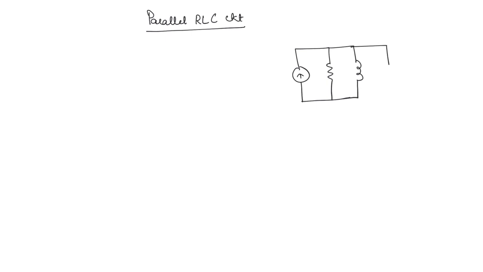Okay. So this is the parallel circuit. Here we are making use of a current source, not a voltage source. So this is R, L and C. The current is I, let us say. Now what will be the resonant frequency? The resonant frequency will be the same, omega R or omega naught. This is equal to 1 by root over LC.